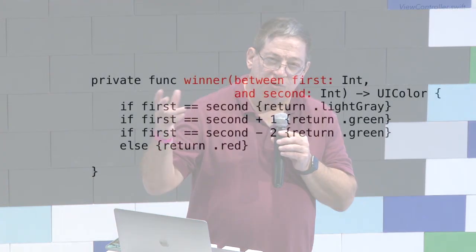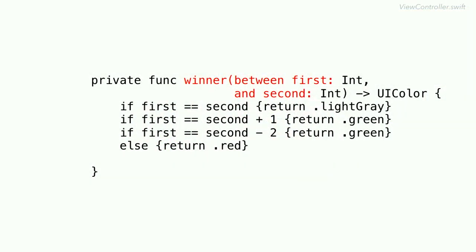So you give me a 0, 1, or 2 and a 0, 1, or 2. You give me two ints, and I have to decide who won, and I'm going to give you back a UI color. So if we're tied, if first equals second, it's light gray.